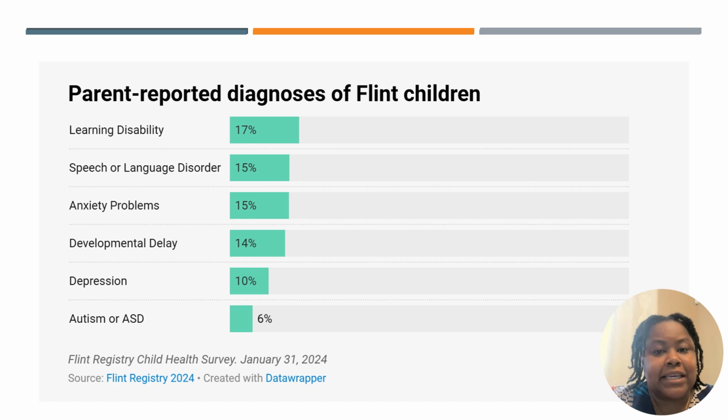We're going to see the impact of this over the years to come. Right now, there's a lot of research going on that's measuring and accounting for what's been happening to all of these kids that were exposed to toxic water during their early life. So that would be an example of a social determinant of health.